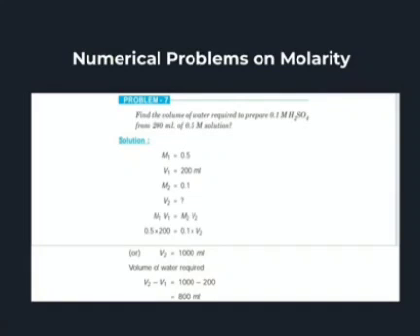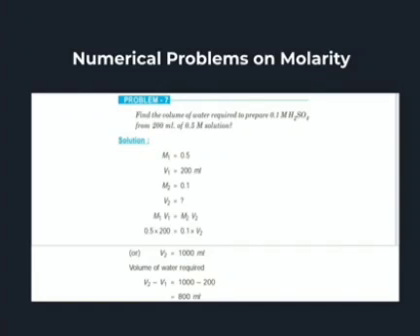Now substitute the given data in this equation, then 0.5 into 200 is equal to 0.1 into V2. Here V2 is equal to 1000 ml. That is volume of water. Here the volume of water required is V2 minus V1, that is 1000 minus 200, that is equal to 800 ml.